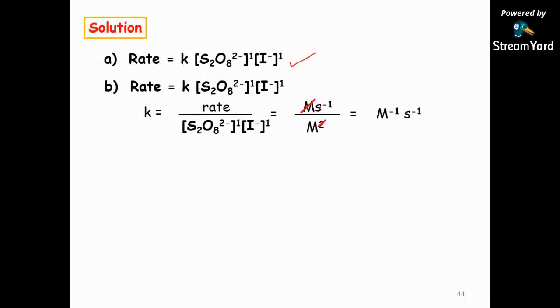Okay, unit. Rate is equal to molar per second. And then over here is M times M, that means M squared. That's why now it's per molar per second. So now you know the unit of k is not the same. It depends on the rate and the order of the reaction. This one I keep on saying many times: the unit for rate is molar per time, molar per second. That's why this is fixed. But the unit for k is not fixed, because it has to depend on the concentration of the reactant.